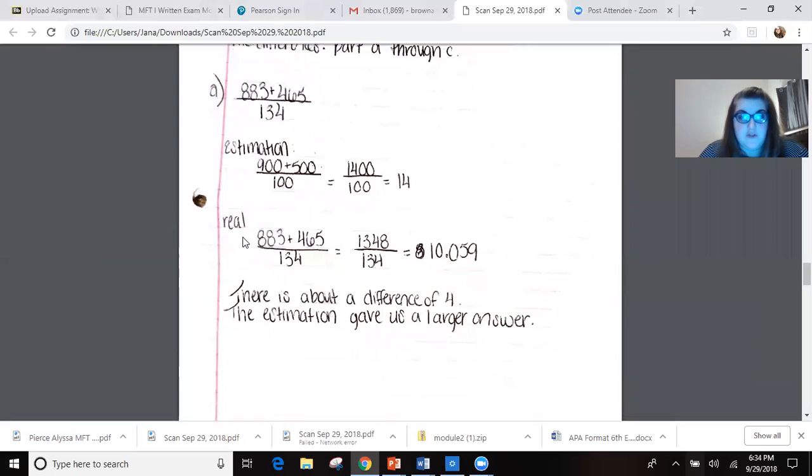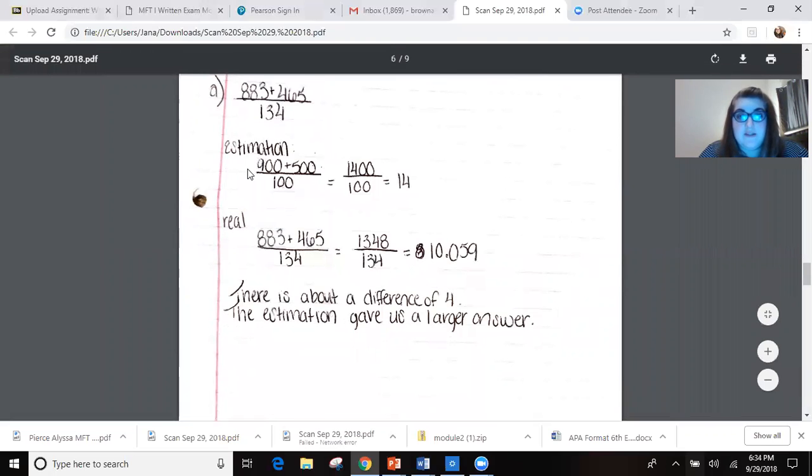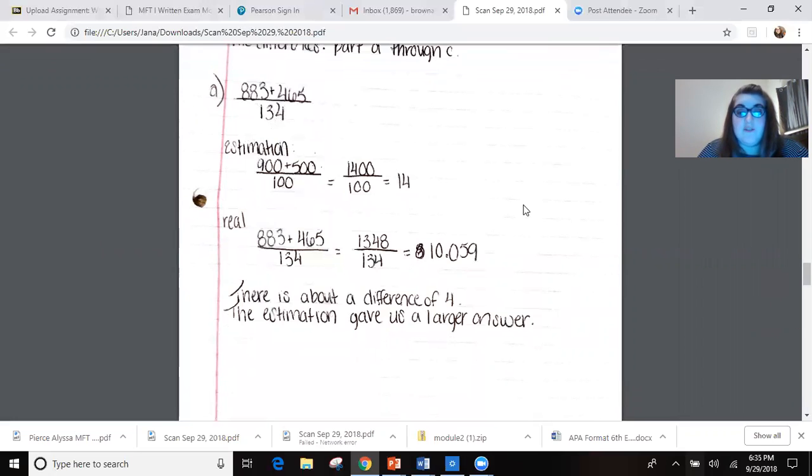The estimation, so 883 rounded is going to be 900 because anything 5 and above is going to round up. So that would be 900. 465 would be 500 because the 6, again, big, so go back up. And then 134 would round down to 100 because 3 is obviously less than 5. So you come out with 1,400 divided by 100 is 14.